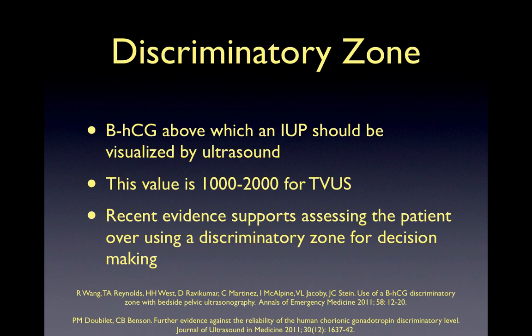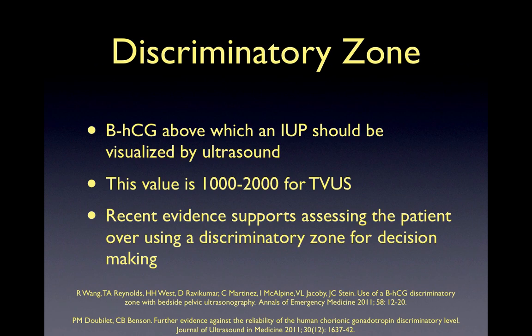In other words, if a patient presents with abdominal pain and has a beta HCG of 300, if you do not see an IUP, do not assume that she is too early in her pregnancy to see anything. Pay attention to her symptoms and consult OBGYN if you suspect ectopic.